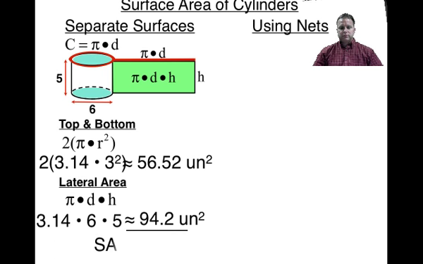Add that up, and we'll get 150.72 units squared.